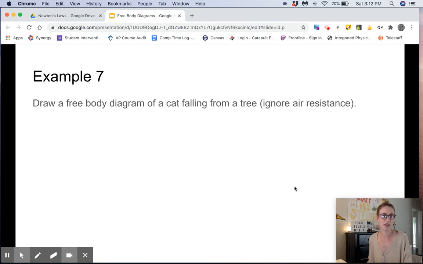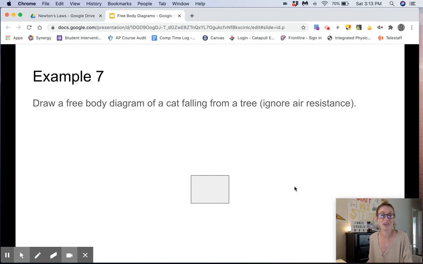Example number 7, draw a free body diagram of a cat falling from a tree, and we're ignoring air resistance. Don't worry, cats land on their feet, so he'll be fine. Now here's my cat. I know, it's a beautiful cat. Sometimes I like to draw ears on the free body diagram on the box if I'm feeling fancy.